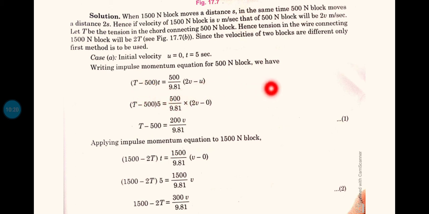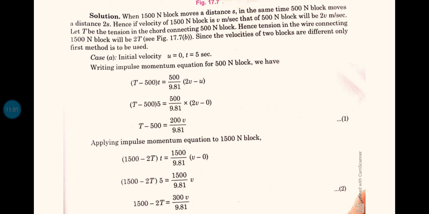By the impulse momentum equation, impulse is equal to mass into final velocity minus initial velocity. Mass is weight by g, so 500 by g is the mass, into the final velocity of the 500 Newton block, which is 2 times the velocity of the 1500 Newton block, that is 2v. So 2v minus u, here u is 0 since both blocks are starting from rest. So (T minus 500) into 5 equals 500 by g into 2v. From this you will get an equation connecting T and v: T minus 500 equals 200 by 9.8 into v.